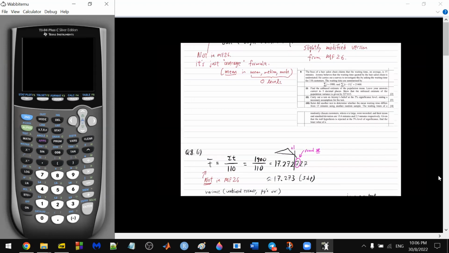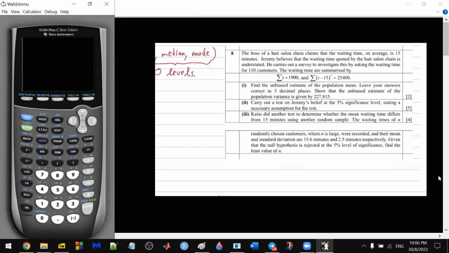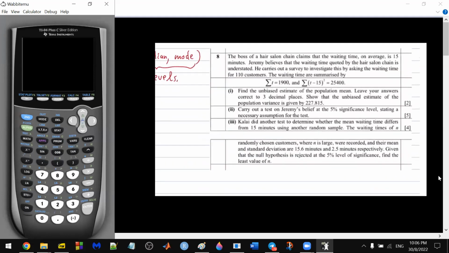Okay, so here's the question. Let's read the question together. The boss of a hair salon claims that the waiting time on average is 15 minutes. Jeremy believes that the waiting time quoted by the hair salon chain is understated. So he doubts the claim of the boss. He wants to prove him wrong, so he wants to do an experiment. Then he collects data, and of course you have to do a hypothesis test.